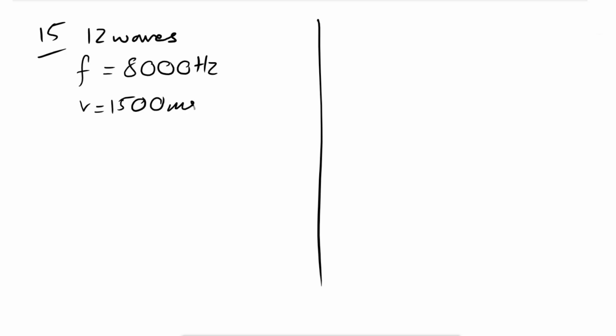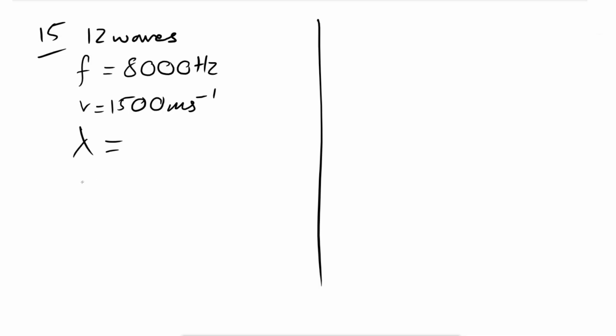15. Each pulse of sound waves contains 12 waves, 12 complete oscillations. Frequency is 8,000 hertz, and the speed is 1,500 meters per second. Okay, what are we being asked? What's the length of one pulse? Okay, so fair enough. We just need to find the wavelength.